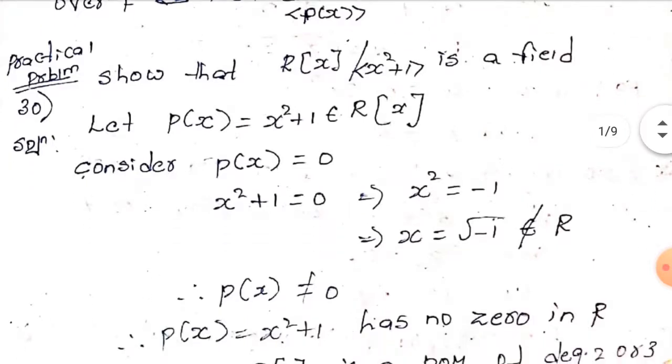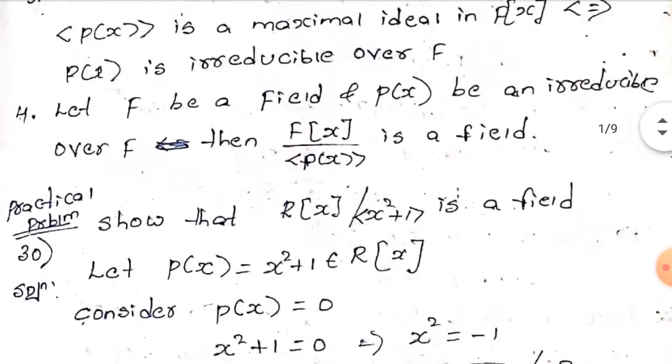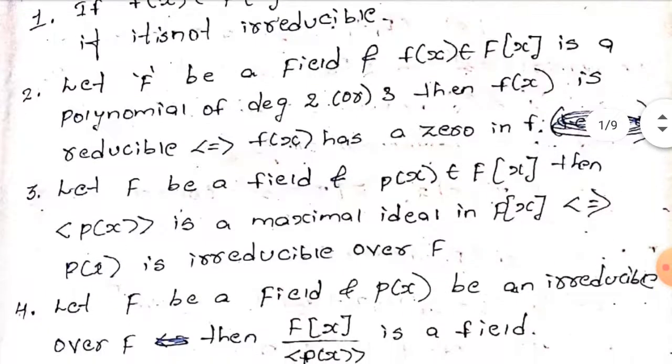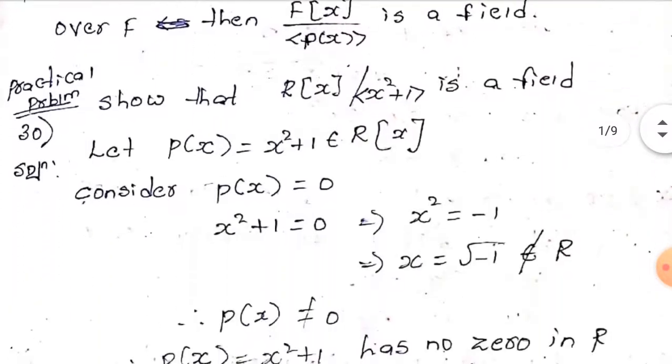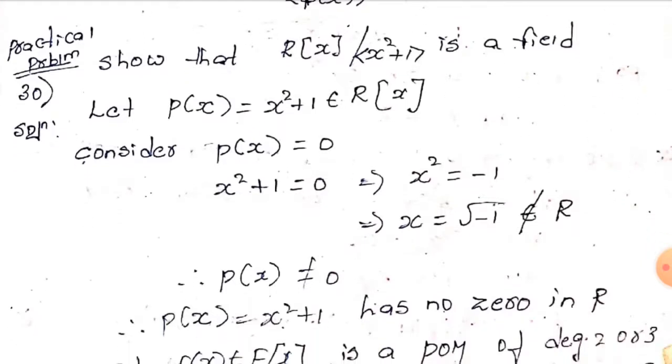Now consider p(x) equals 0. Now you see the second note point: if f(x) has a 0, we can say f(x) is reducible. For this case, I am taking p(x) equals 0, which means x square plus 1 equals 0. Sending the plus 1 to the right side, we get minus 1, so x equals root minus 1. That does not belong to R, because the ring contains only the positive integers. It does not have any root, any negative values. So p(x) is not equal to 0.